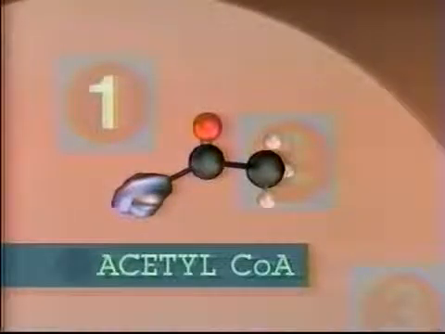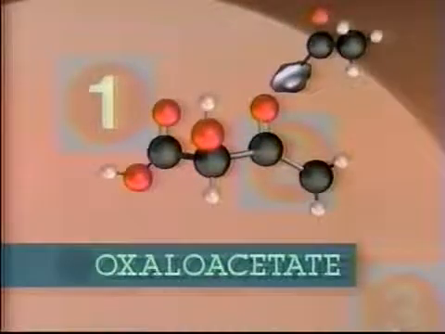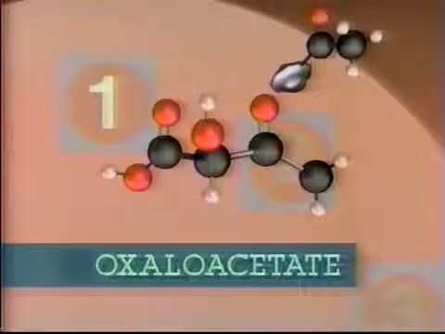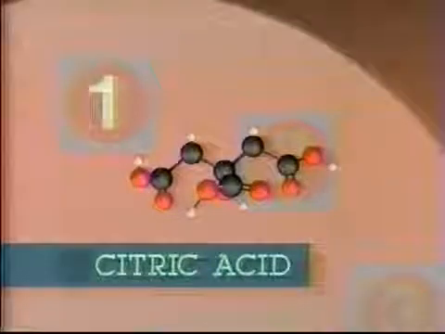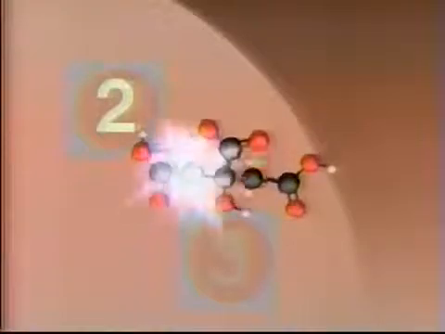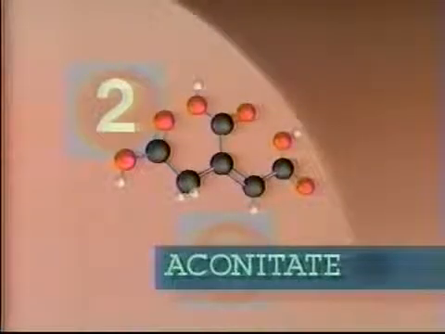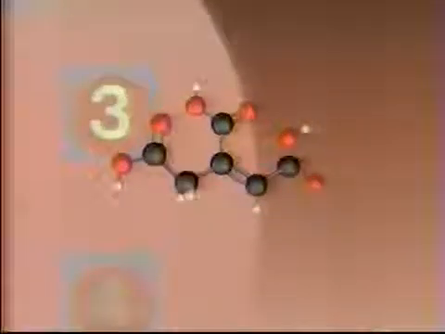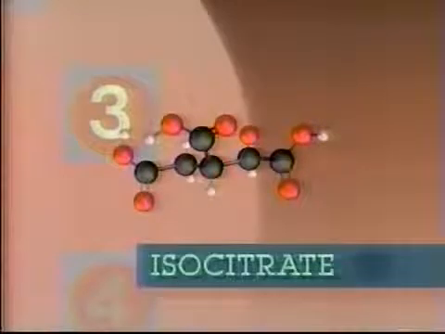Acetyl-CoA hooks up with the 4-carbon oxaloacetate, producing the 6-carbon citric acid. Citric acid loses water to form aconitate. Then aconitate picks up water and is twisted into isocitrate.